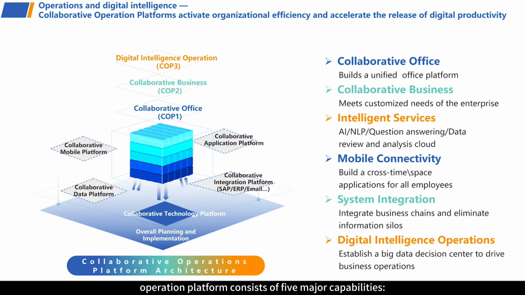Currently, our collaborative operation platform consists of 5 major capabilities: technology, mobile, integration, data, and application. Based on these 5 capabilities, our system is able to meet the different functional needs of organizations, whether it is the needs of the basic office or the needs of different business scenarios. So let's go into the basic function part first.